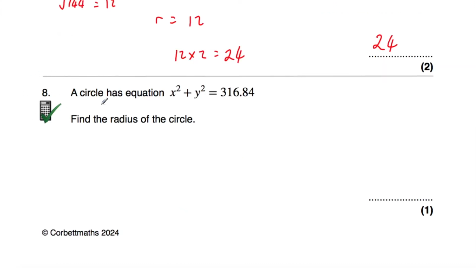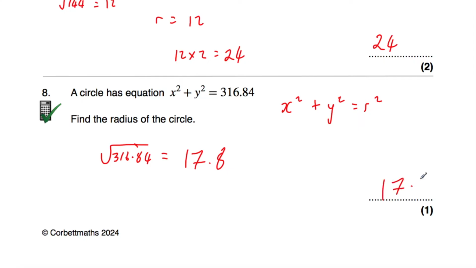So question number 8 says a circle's got equation x squared plus y squared equals 316.84. We've been asked to find the radius of the circle. Now, this is a calculator question, so it's going to come in handy for this question. And the equation of a circle, well, that's x squared plus y squared equals the radius squared. So the radius squared is 316.84. So if we square root 316.84, we'll find the length of the radius of the circle. So we just need to square root that, and when you square root 316.84 on your calculator, you get an answer of 17.8. So the radius of the circle is 17.8, and that's it.